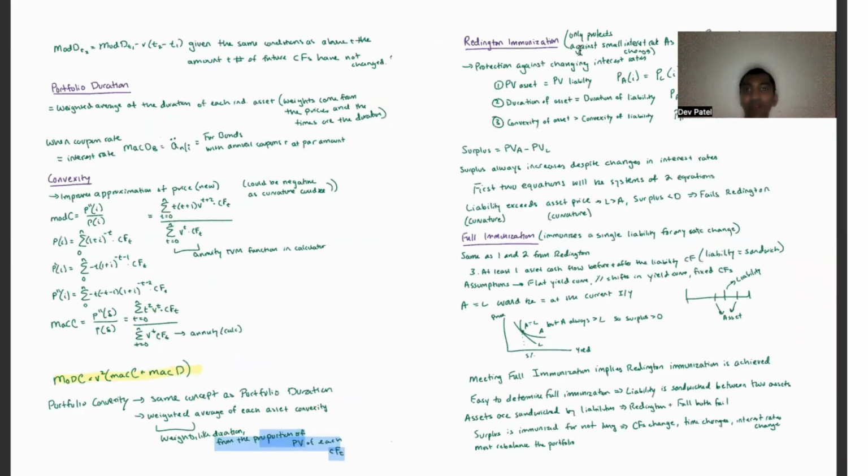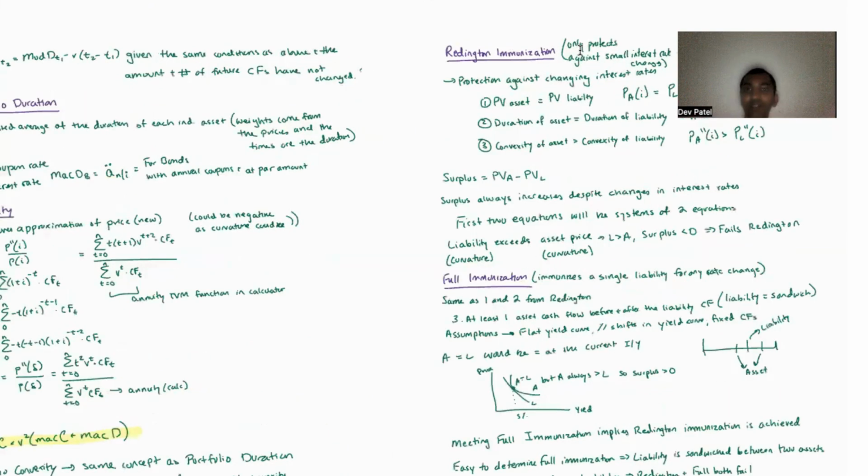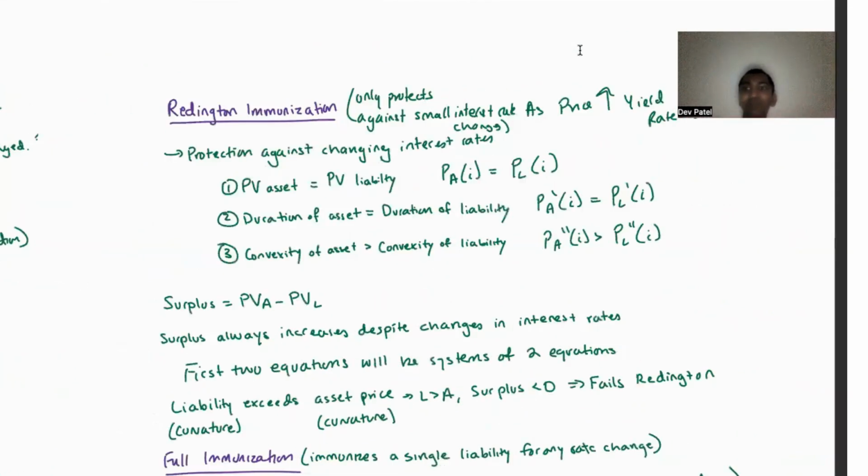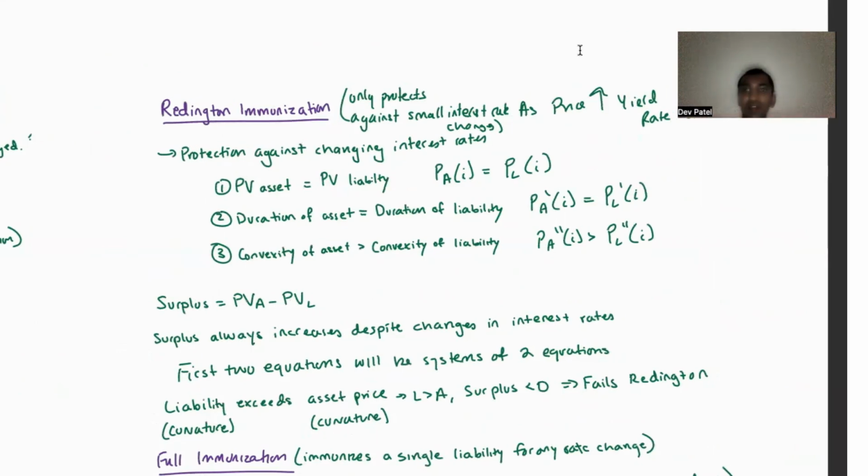And then Redington immunization. So what is it even immunizing against? Well, it's immunizing against small interest rate changes. It's a way for us to protect the portfolio against small changes in interest rate. As we know, as price increases, the yield rate decreases. This is a concept that in bonds and loans, whenever you're working with problems with yield curves, is very important to fully internalize and understand. So protection against changing interest rates is really just what you need to know about the purpose of Redington immunization.